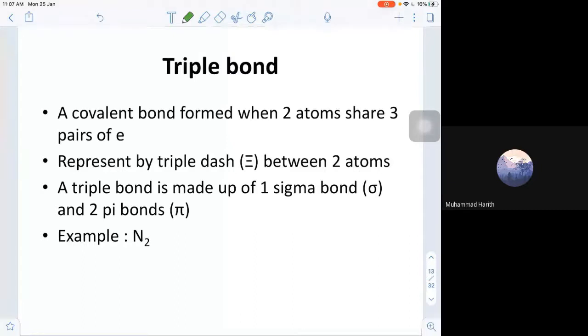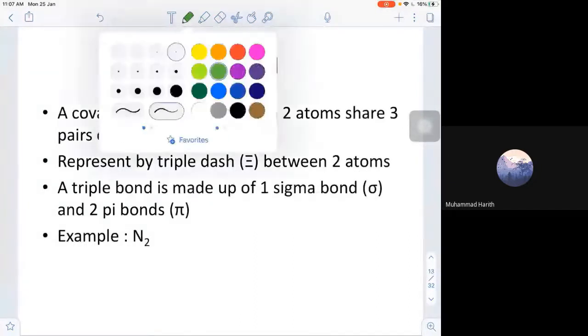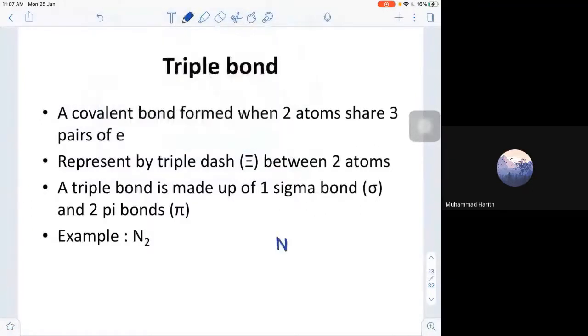When we have a triple bond, for example in nitrogen, nitrogen is formed when the two atoms of nitrogen are sharing three pairs of electrons between them. Then they are forming a triple bond, represented by a triple dash. And the bond order will be third order. The bond order in nitrogen is third order.